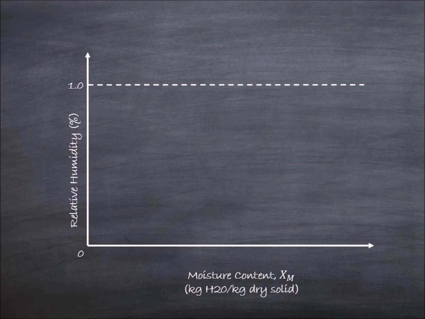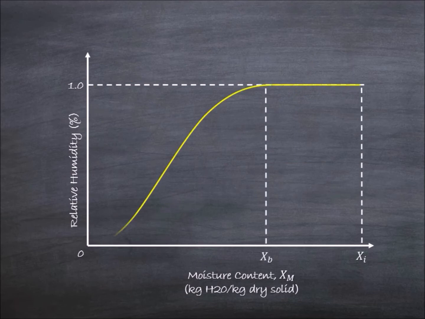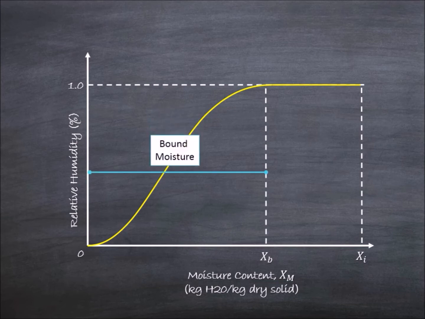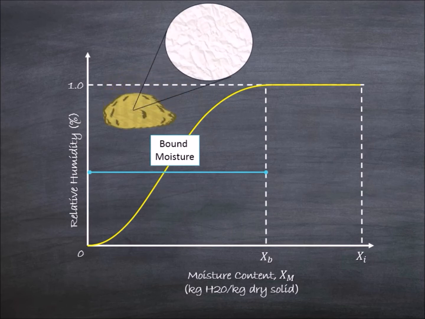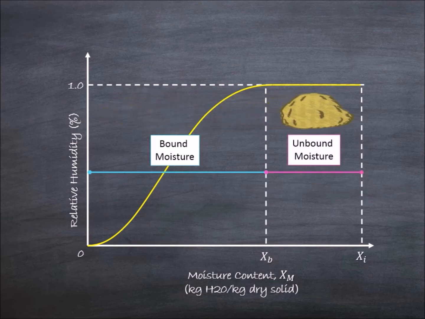This is the drying equilibrium curve of a hygroscopic material. From the graph, we can know that there are two types of moisture present in a wet solid. The first type of moisture is called bound moisture, whereby the water molecules are physically or chemically bounded to the solid matrix. It will exert a vapor pressure lower than that of pure liquid at the same temperature. The second type is the unbound moisture, which is excess moisture present in a solid. Now, the wet solid will exert vapor pressure equal to that of pure liquid at the same temperature.